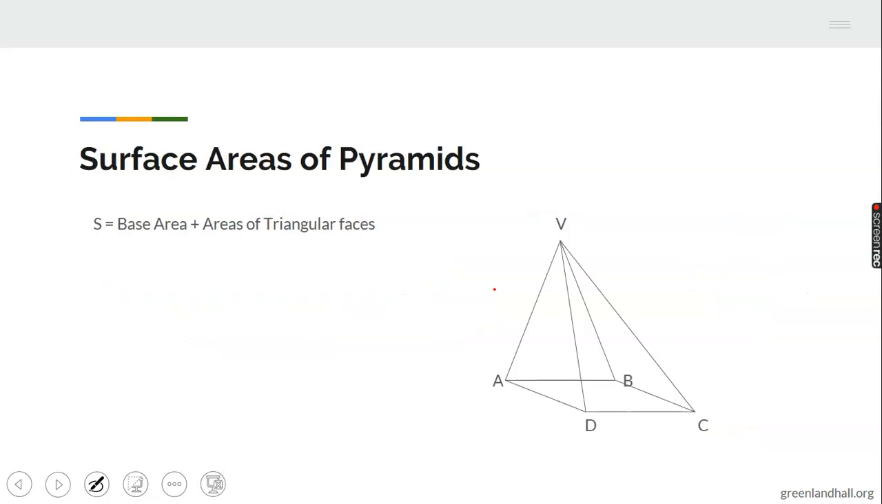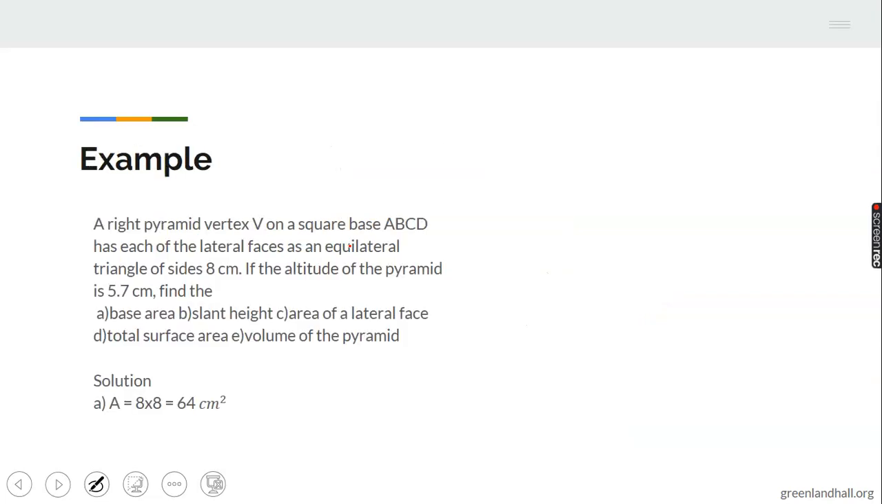This is a pyramid. So always, a pyramid always has the slant faces. These are the slant faces. They are always triangles. Here we have, it could be a square base pyramid or a rectangular base pyramid. So the total surface area is the base, that base, plus the area of the triangular faces. So that's that. So here now, we have this example.